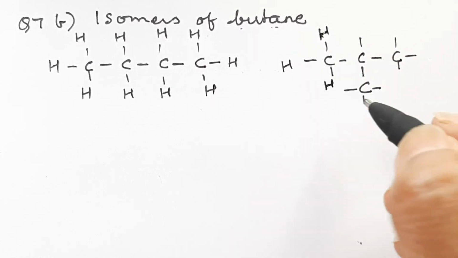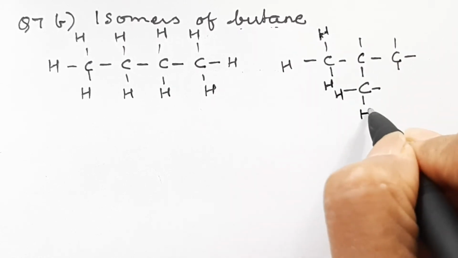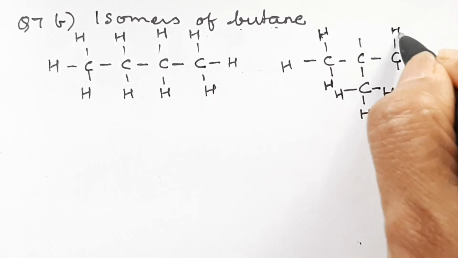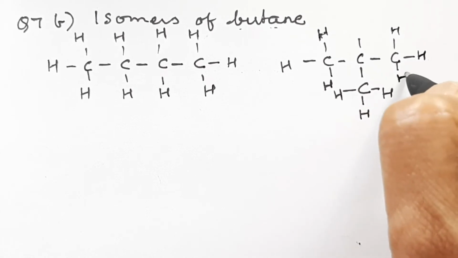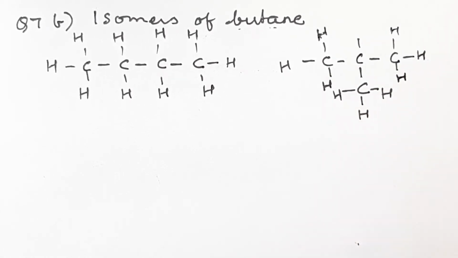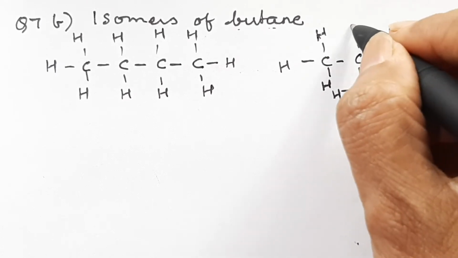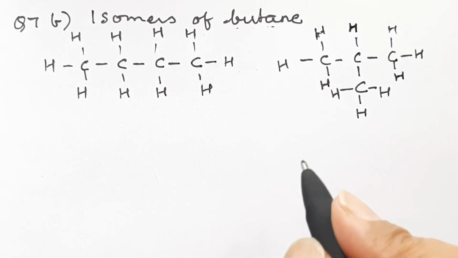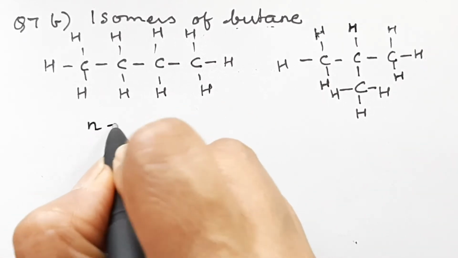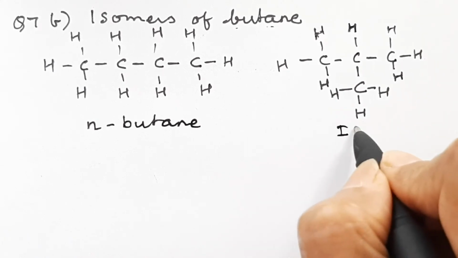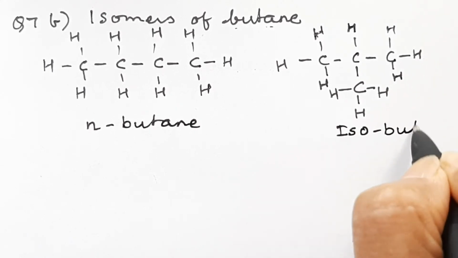One, two, three, four. This will be 1, 2, 3 and the 4th valency. For this one, 1, 2, 3 and the 4th valency. And for this one, there will be 1, 2, 3 and here 4th valency. So these are the two isomers. So this becomes your n-butane and this becomes your isobutane.